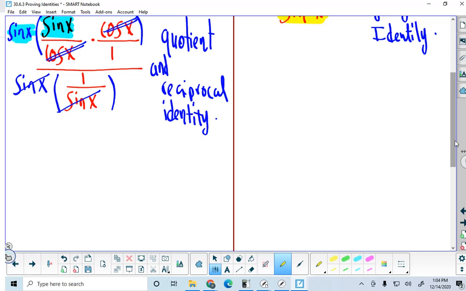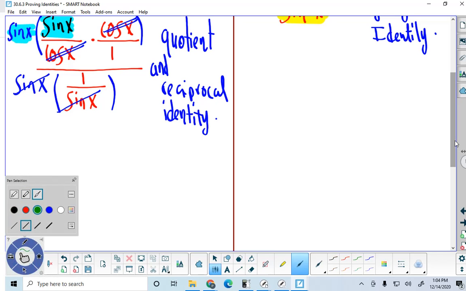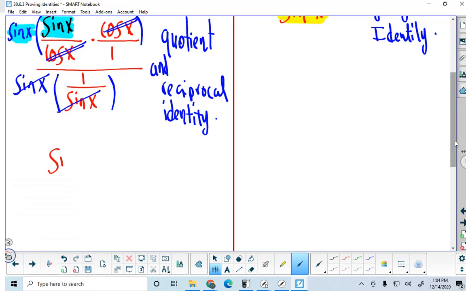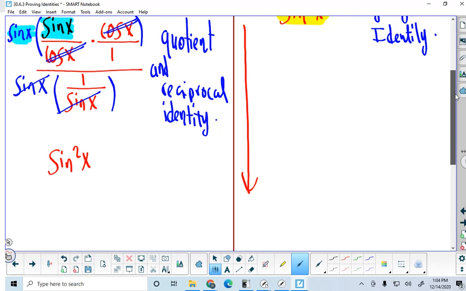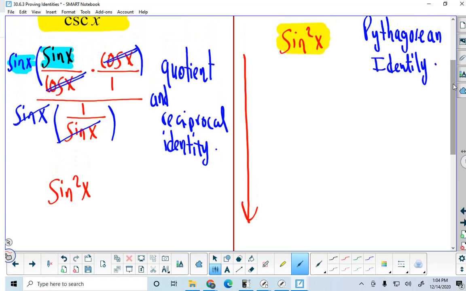So now we write sine squared of x. We're always working down. You're always working in this direction. You never work left to right. You have sine squared of x, and then you finish it by saying c.